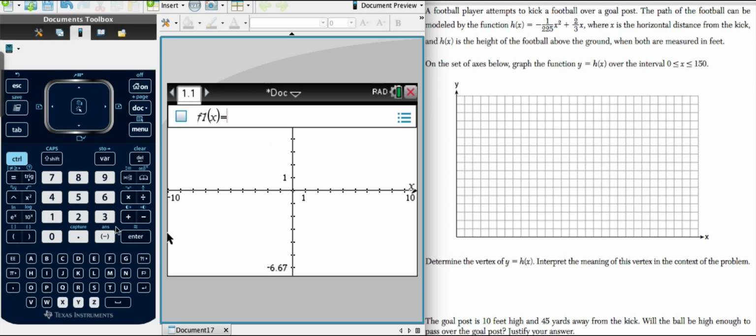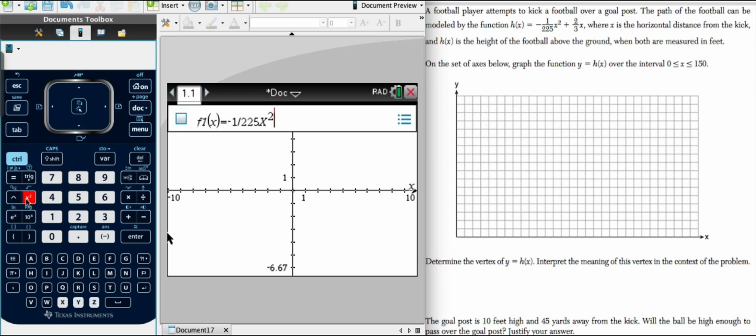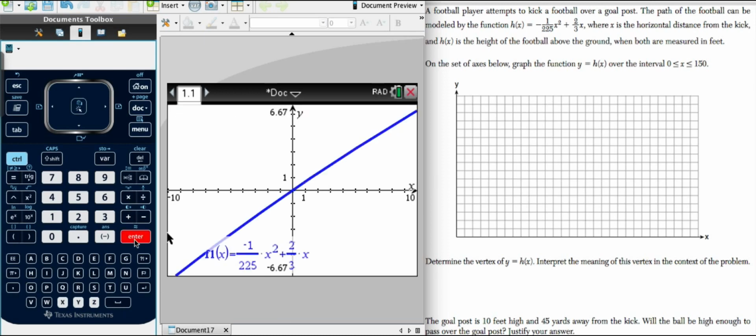So again, we have to use our negative sign, and then we have 1 divided by 225 times x squared. And we have to add 2 divided by 3x. And that is that. So we're going to hit our enter key. And as I promised you, we only see a very small portion of this.